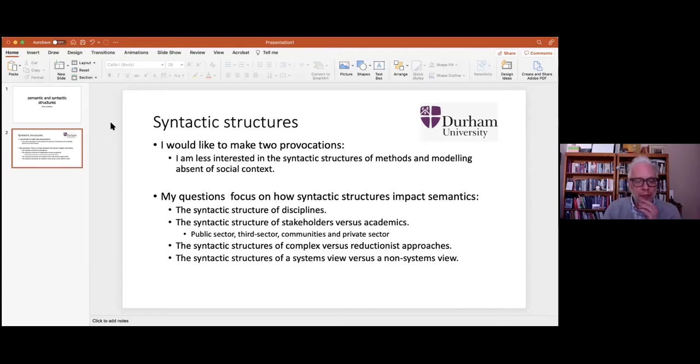So for me, one of the things that I would enjoy chatting about today is how the syntactic structures of disciplines influence the meaning made with data, even if it is this simple quantitative qualitative divide, it's still situated within different contexts.